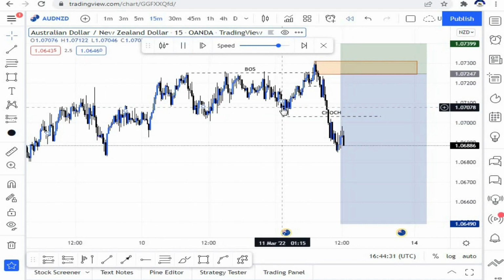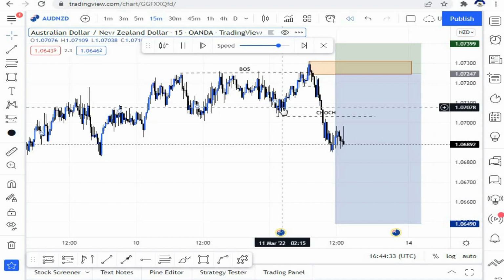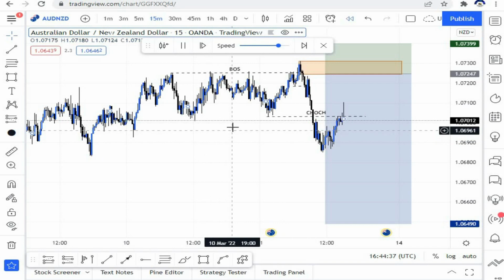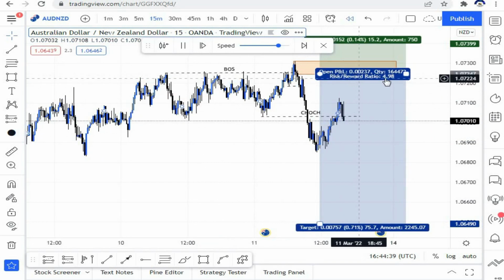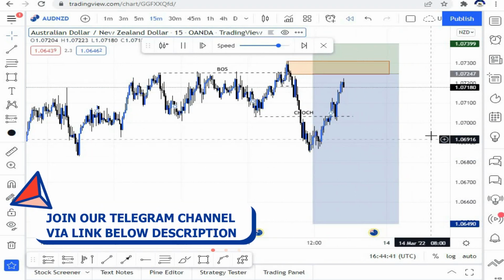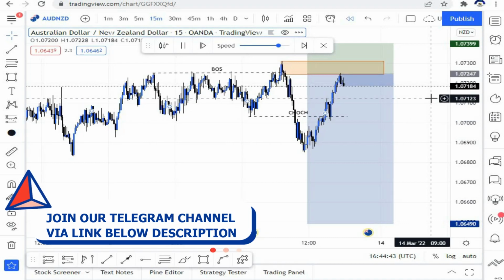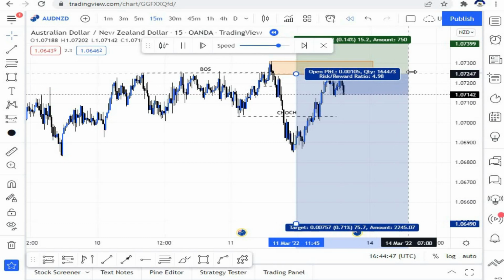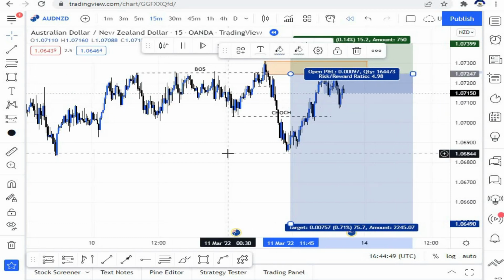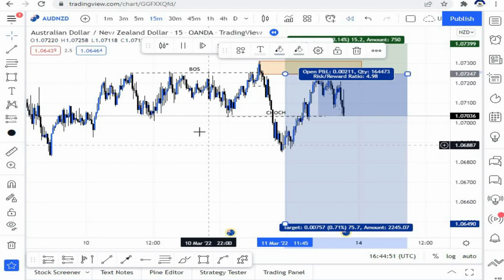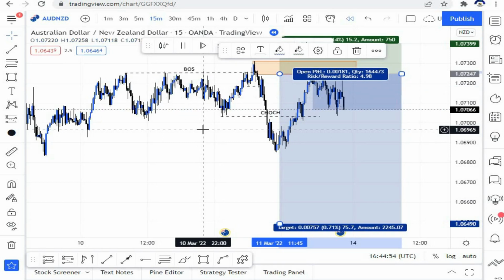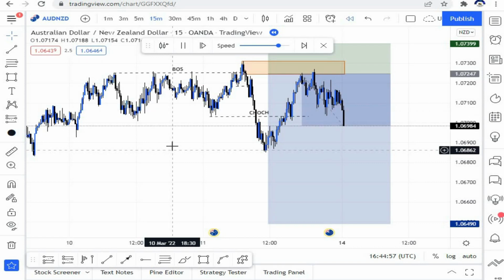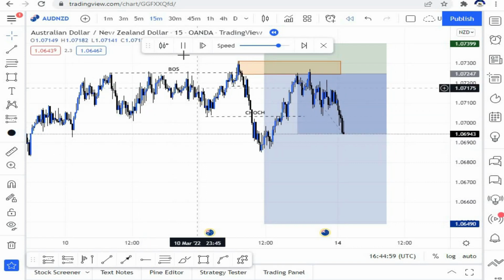As you can see, price rejecting, right? Now they are coming back for our supply. So as you can see, our entry was going to get activated right now, right? Price dropping, coming back, as you can see, right?